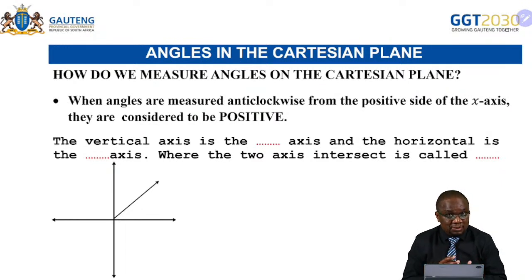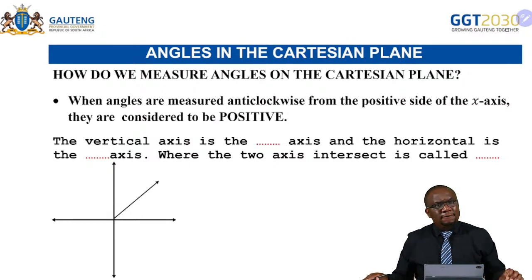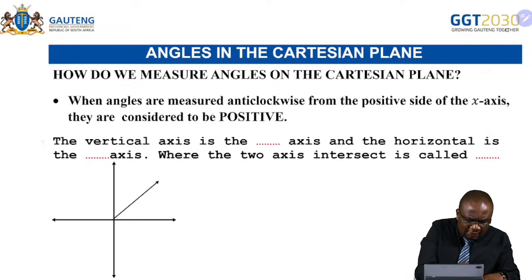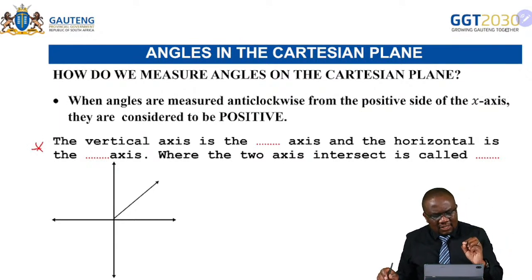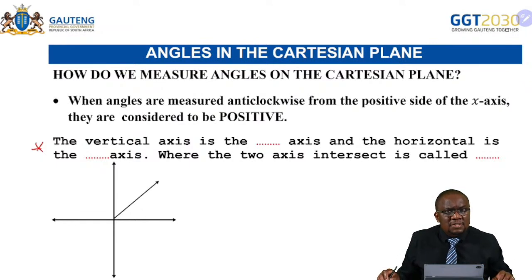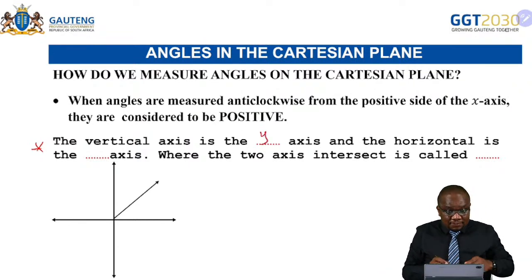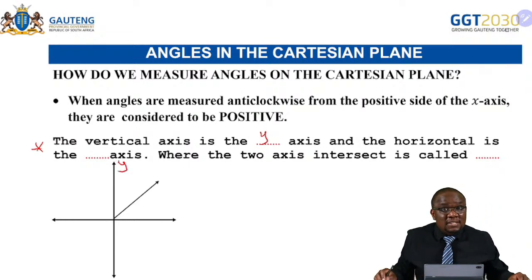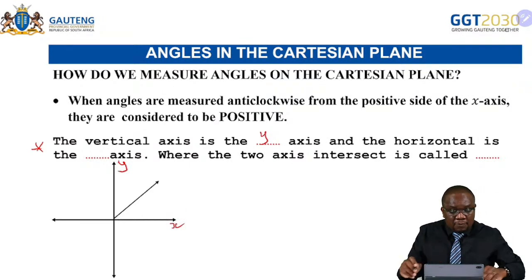Pay attention and follow the instructions. I'm going to be telling you to do things. When angles are measured anti-clockwise from the positive x-axis, let me go to this part first before I go back to that point. The vertical axis is the y-axis, vertical. When you're standing, you're vertical. And the horizontal axis is the x-axis.